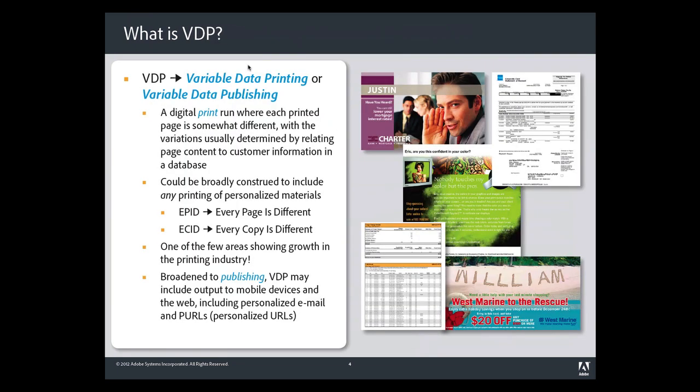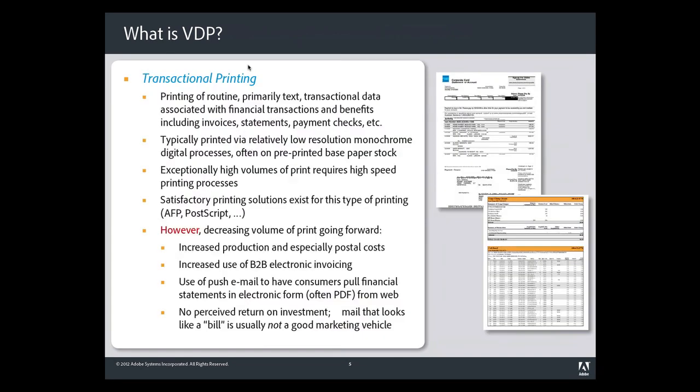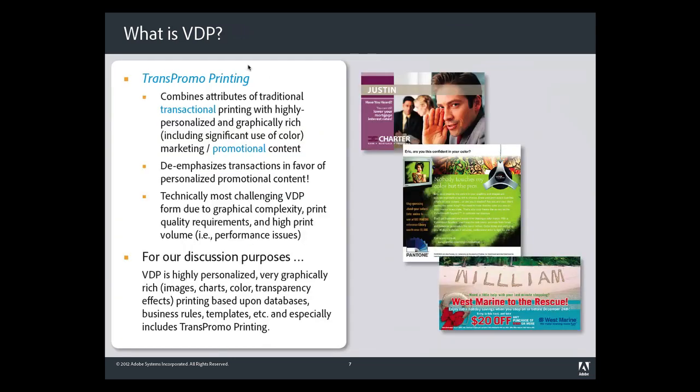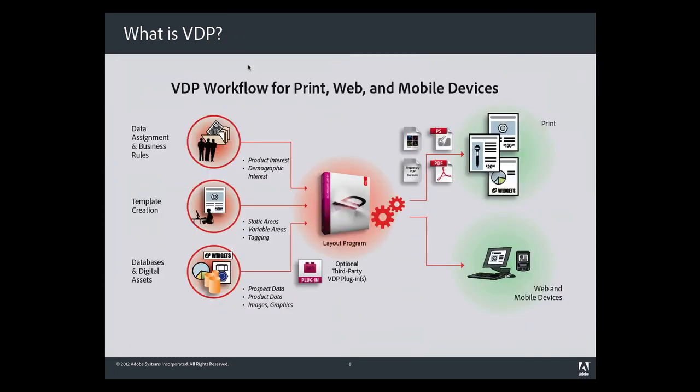For those of you who don't know what variable data printing is, there are some slides here; you'll look at them later. There's something called transactional printing, which is going away really quickly. When we first started this, we thought that these large forms would be a very good subject for PDF/VT. It isn't, because all you're getting from your utilities is a push to go paperless. However, they're still going to be sending you all sorts of junk, actually very well graphically formed junk, with your name and so on. That's what we call trans-promo. That's the growth area. The phone company and the utilities are still going to send you stuff, but it's going to be graphically rich and not your bill. You're going to pay the bill and see the bill online.